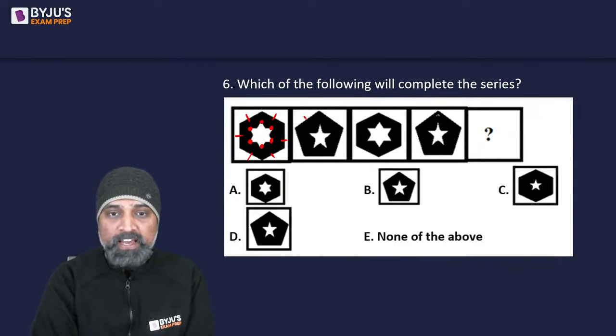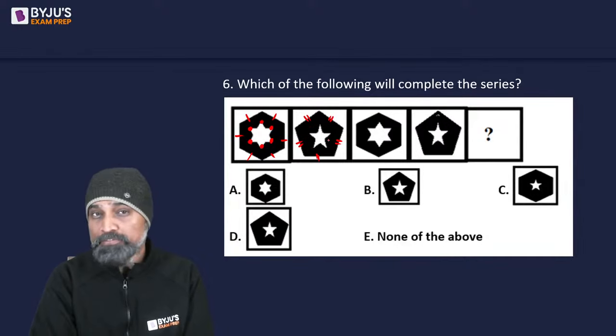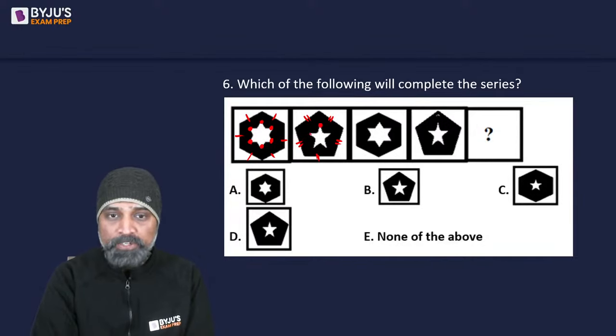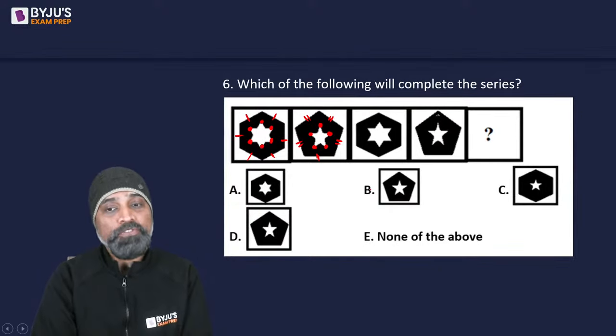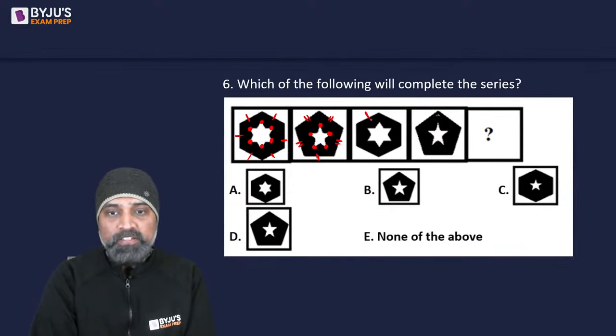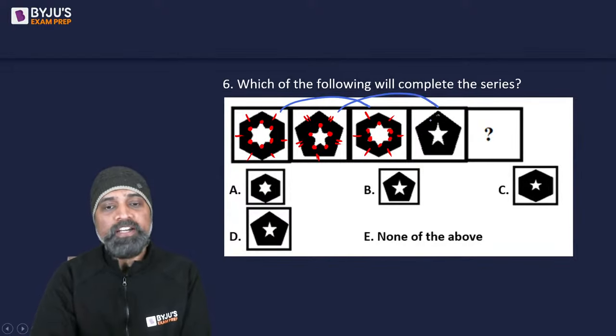The next one we have a regular pentagon, a 5-sided figure, and the number of points of the star at the center is also 5. Next we have 1, 2, 3, 4, 5, 6, and again we have 6. So this is not rocket science. They are moving alternatively, right?